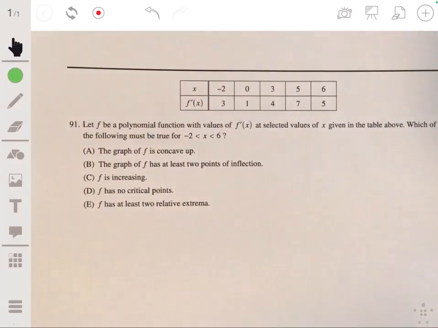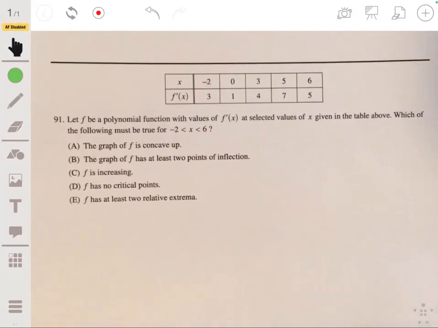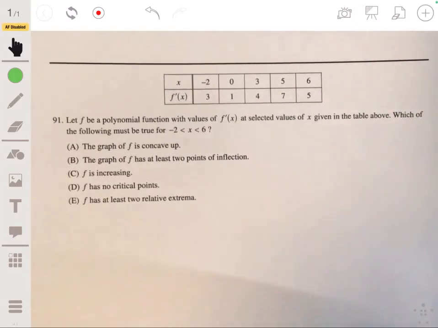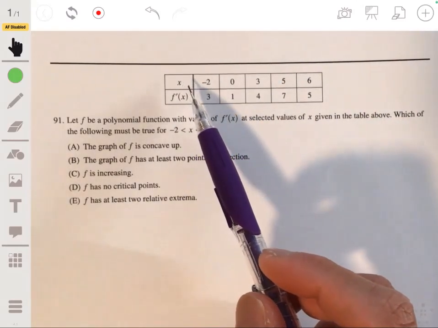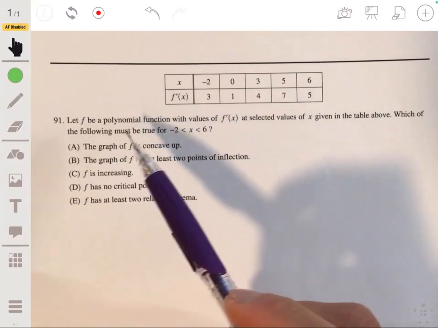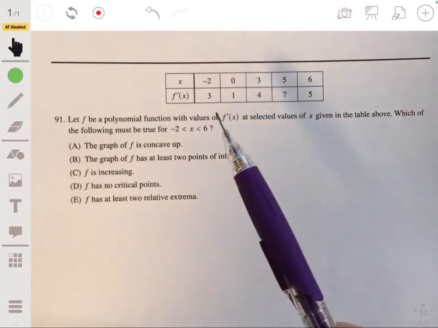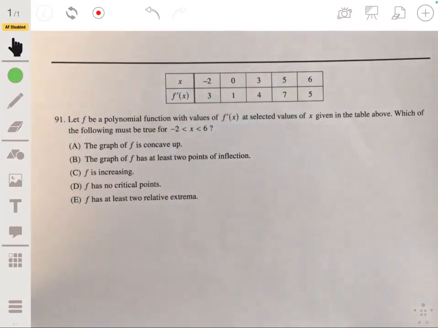All right, so 91, we got that f is a polynomial function with this table, f prime of x, and these x values. And which of the following must be true for x between -2 and 6? Okay, so let's see what's going on here.